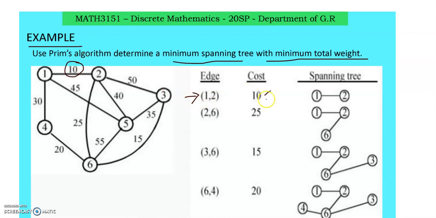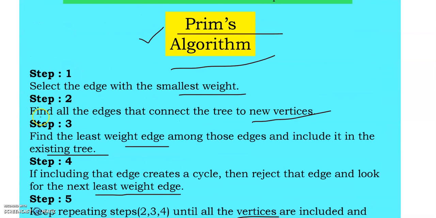First you identify. Okay, now after that you draw that edge in the spanning tree, that is the first spanning tree. Okay, you can write the weight also here. That is good. Okay, now next what we have to do, see here, find all the edges that connect the tree to new vertices.